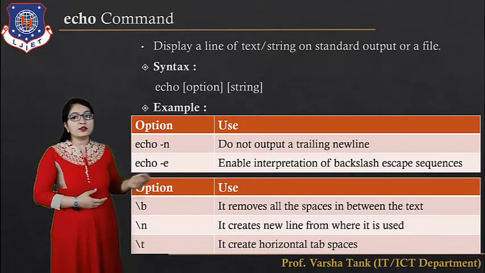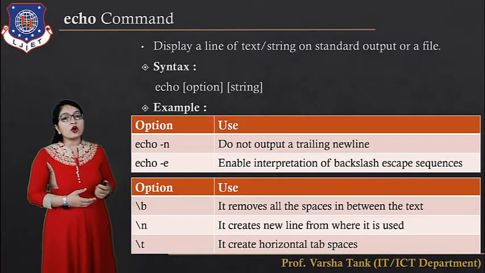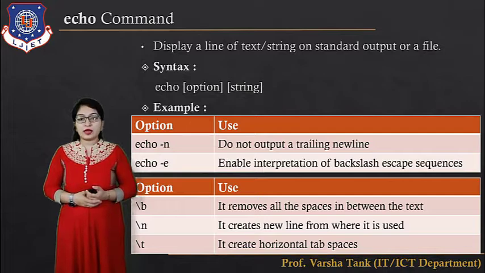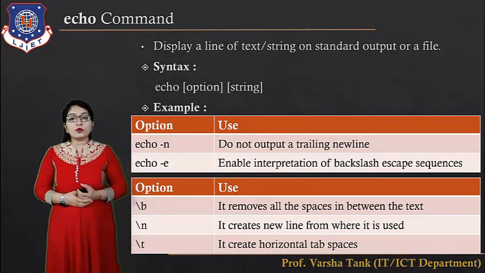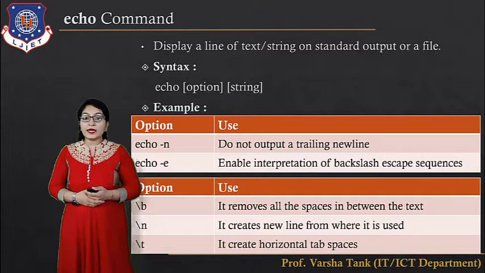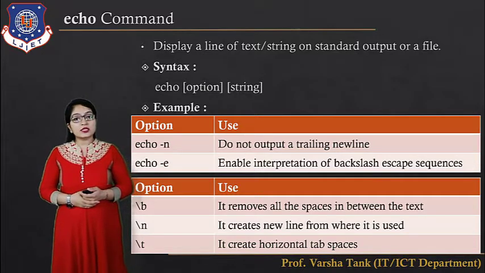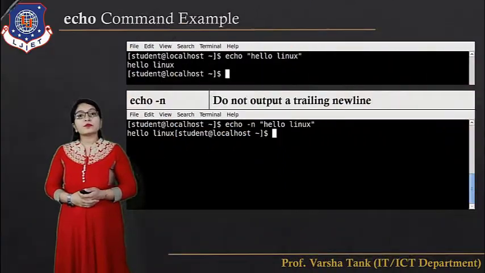And these are the different options: \b means it removes all the spaces in between the text. If you use \b, it will remove all the spaces. Then if you use \n, it creates a new line from where it is used. Then \t creates horizontal tab spaces.